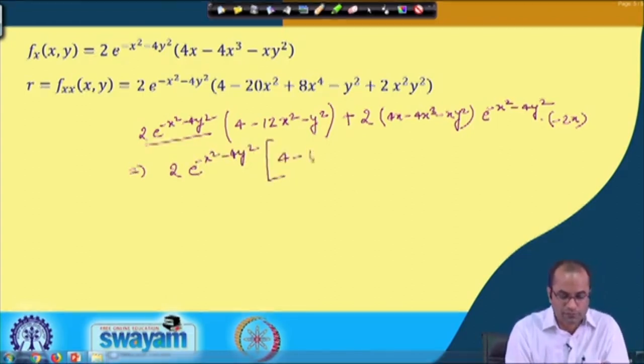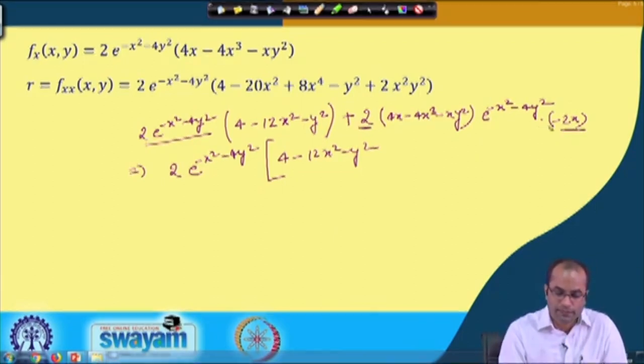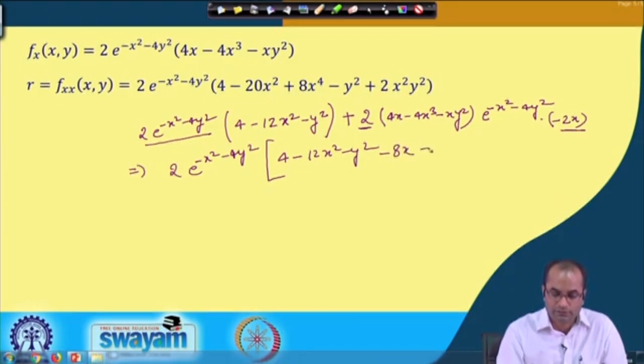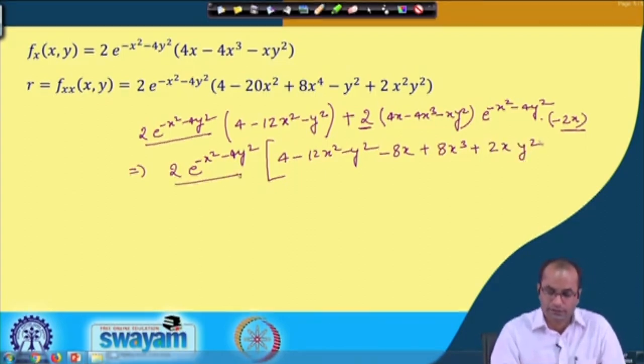From here, we have 4 minus 12x square minus y square. Here, we have taken this common 2 times the x. So, we will get this minus 2, minus 2. So, here this is 4, so minus 8x. Then we will have here 8x cube, and then we will have this plus 2xy square, and this is already taken care of.